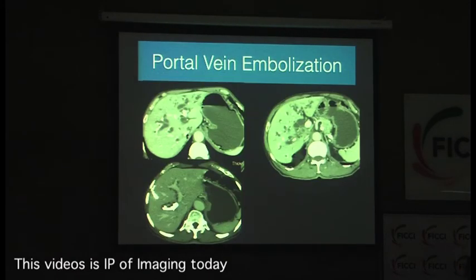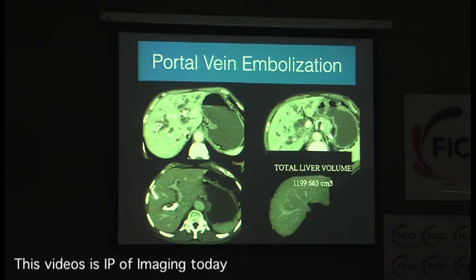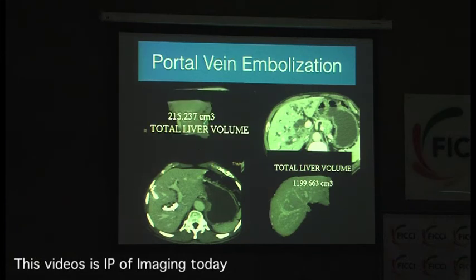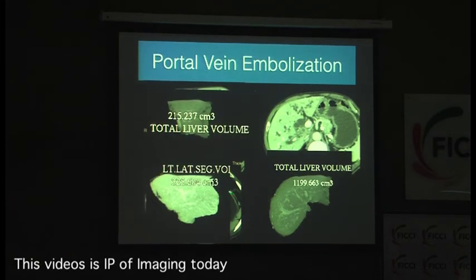So that's a patient who was planned for extended right, and that is where the portal vein embolization has taken place. You can see the left portal vein is there, the right portal vein is full of this material with an Amplatz vascular plug. So total liver volume was 1199 at that time. Pre-embolization was 215, post-embolization is 325, right? So now this patient can be taken up for a liver resection because the lateral segmental volume has grown enough so that the patient may survive.